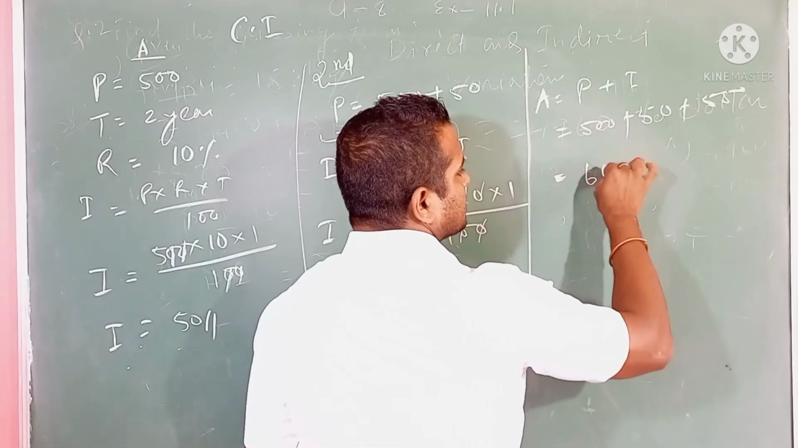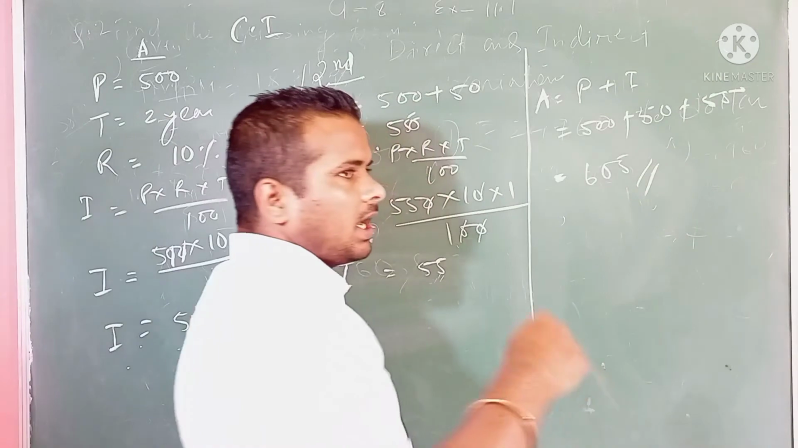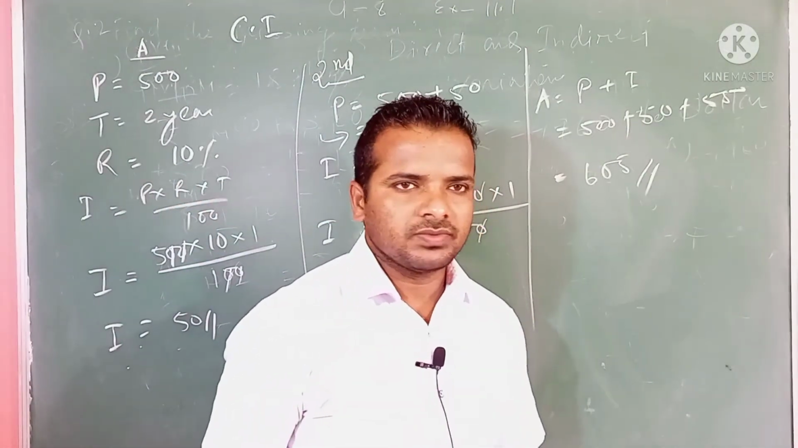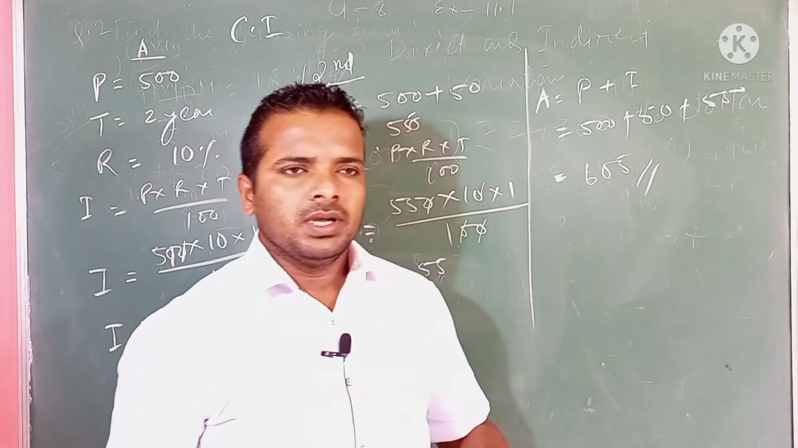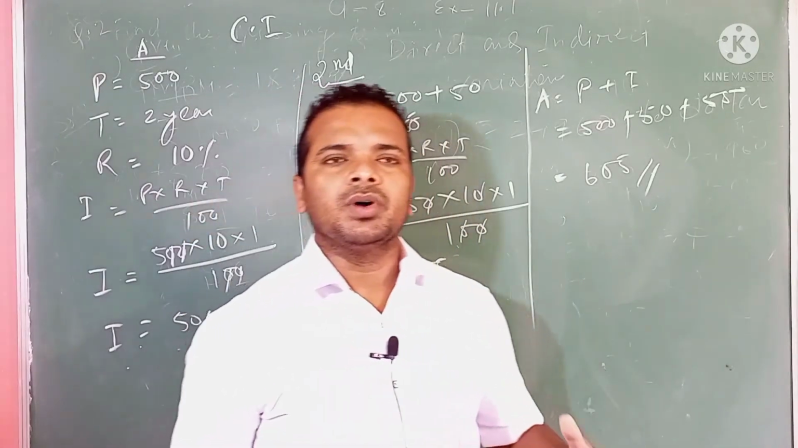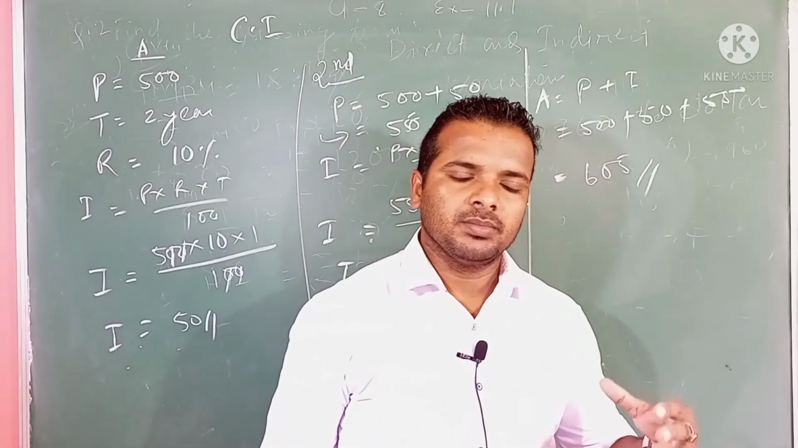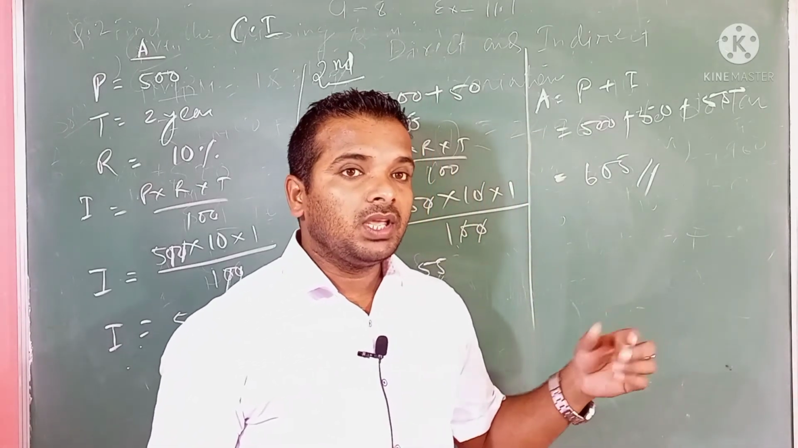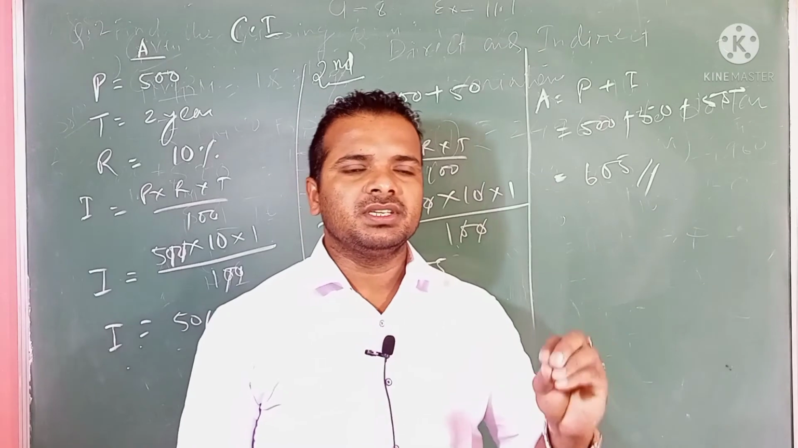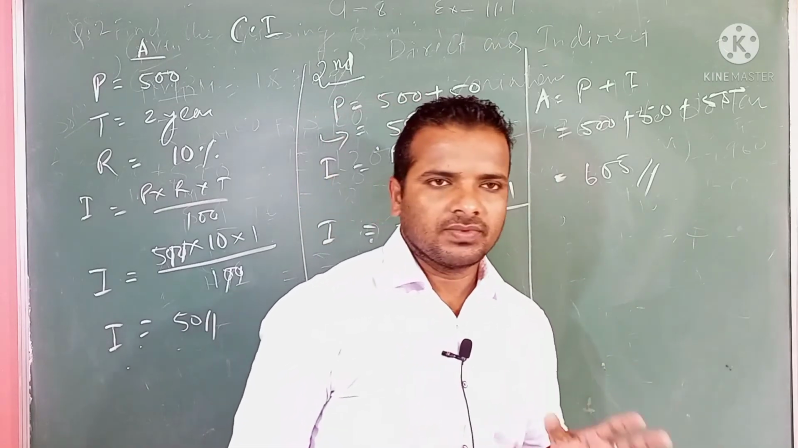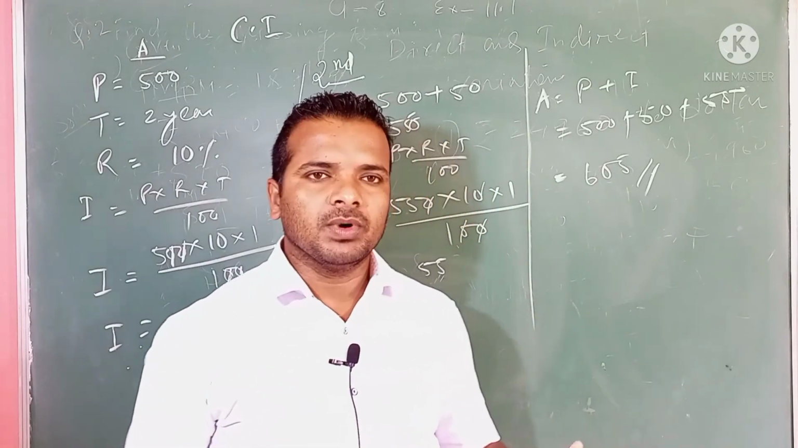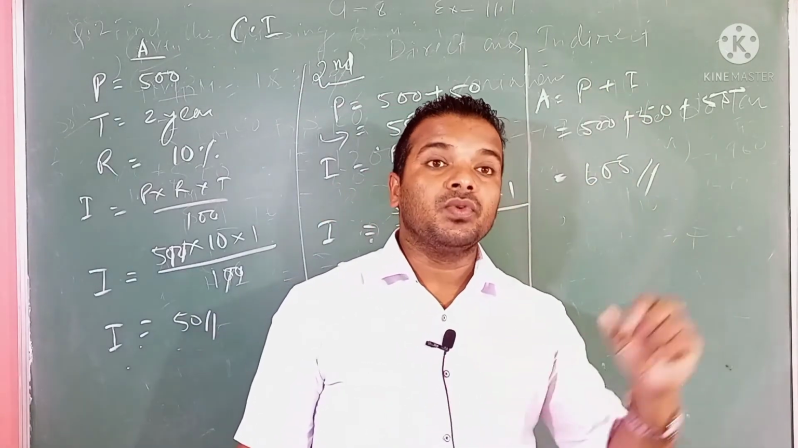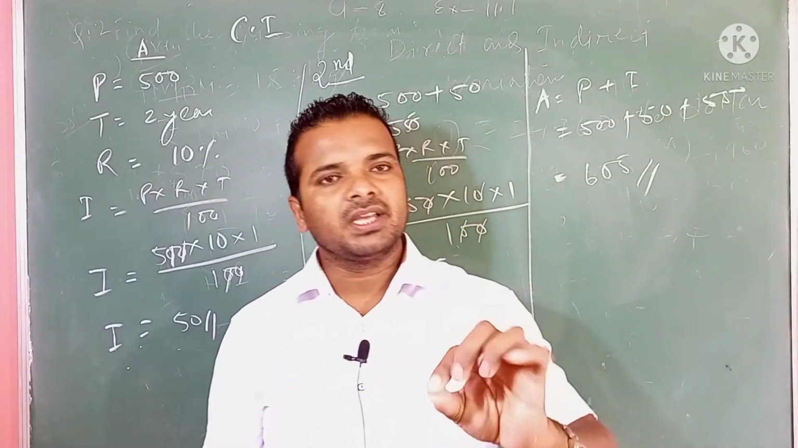I hope you remember that when I gave you the solution for SI, interest was 100 and principal 500, so the amount became 600. Why? Because simple interest is one of the easiest ways of calculating the final amount, and compound interest is a little tough, and for the customer it is a loss, but for the bank it is profitable.